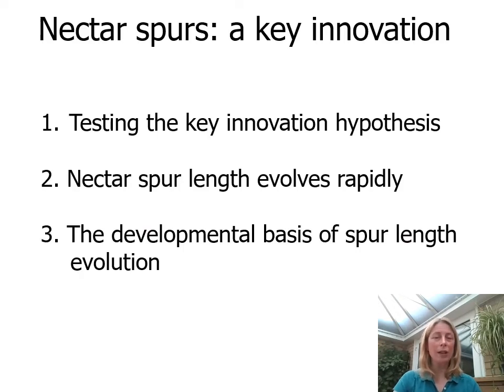So we've been studying the ANTIRRHINEAE and using them to ask three questions. Firstly, to test the idea of the nectar spur as a key innovation. Does it really generate greater speciation rates? Secondly, to think about how quickly nectar spurs evolve. Do they grow slowly over evolutionary time, or can they change quickly? And thirdly, to think about the developmental basis of spur length evolution. What are the things that change inside the plant that allow spurs to grow longer or shorter in different species?